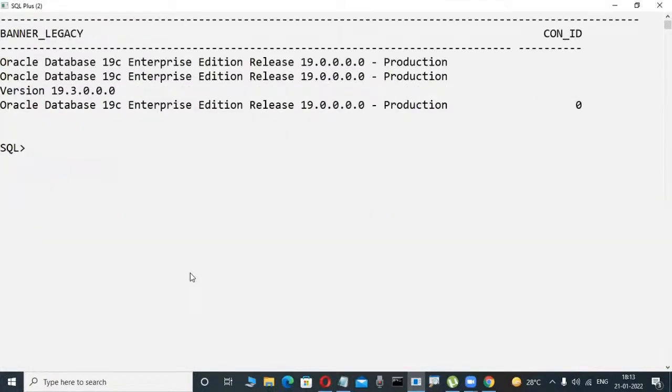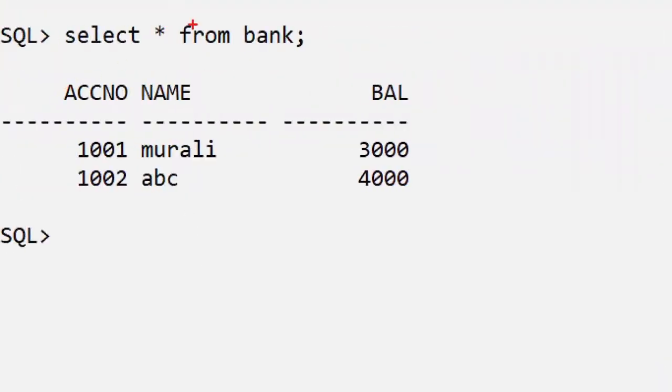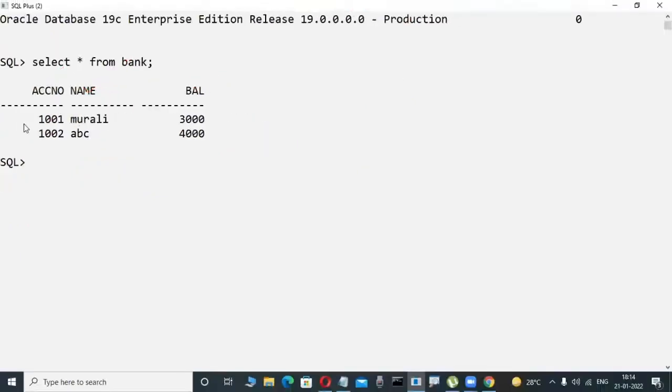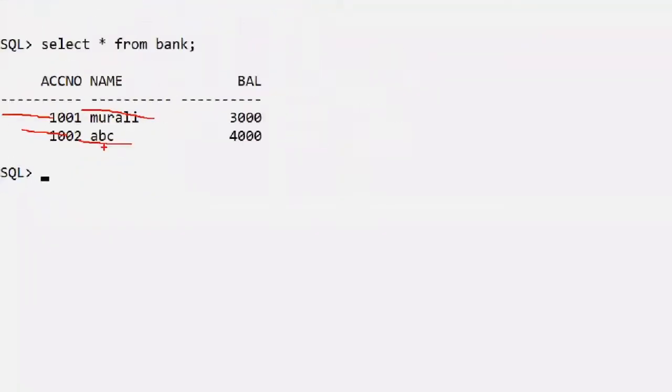Suppose in this database, observe here, bank is a table, for example. Just observe the scenario, a very easy way to understand. In table format only we are storing the data. Suppose this is SBI bank, for example, and this is the data. These are columns: account number, name, and balance. These are called columns. Here, these like 1001 are called rows or data.